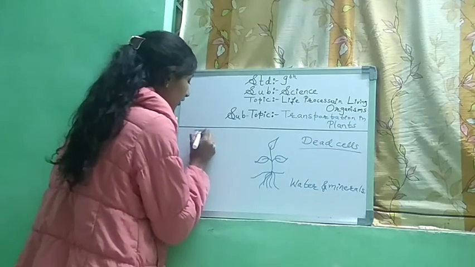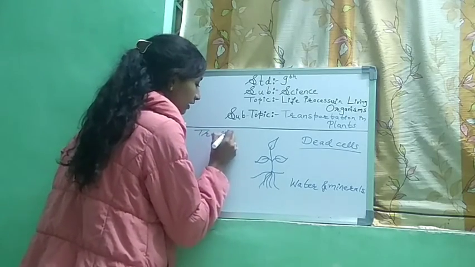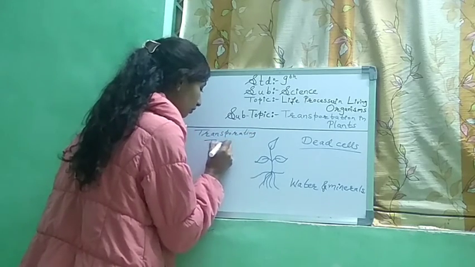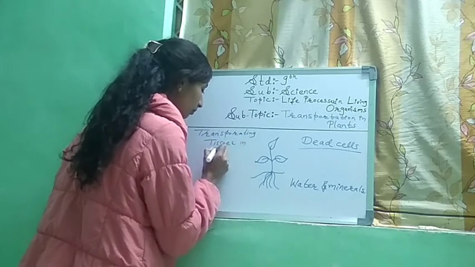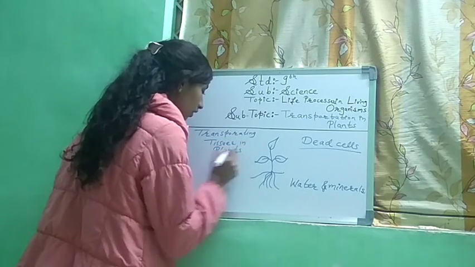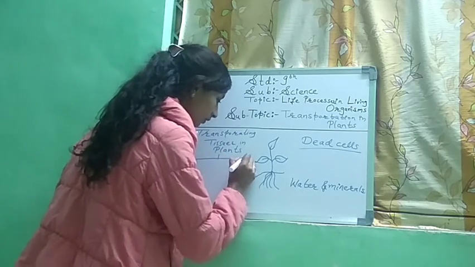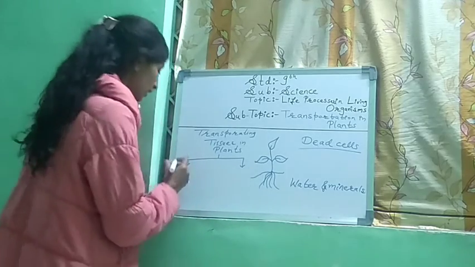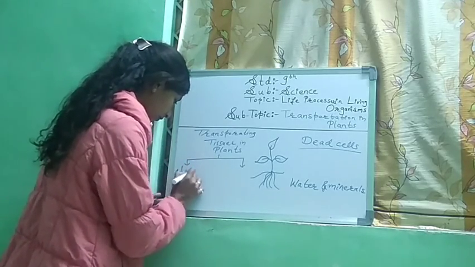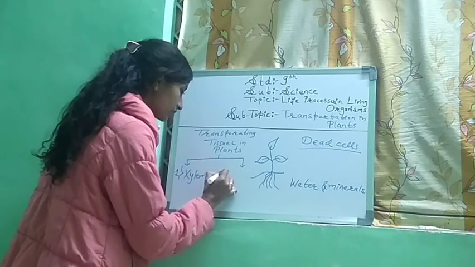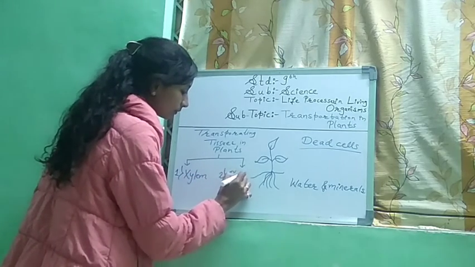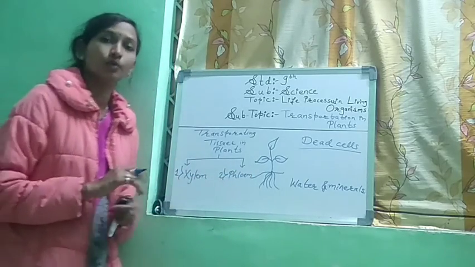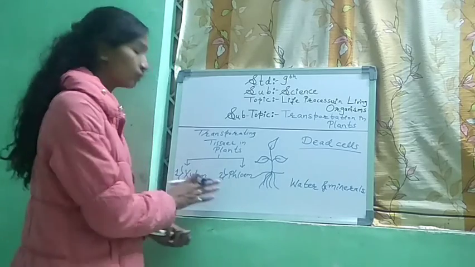They are, we will write here, transporting tissues in plants. How many types of transporting tissues are there? The first one is xylem, and the second one is phloem. Okay, these two are conducting tissues in plants. You have to remember this.